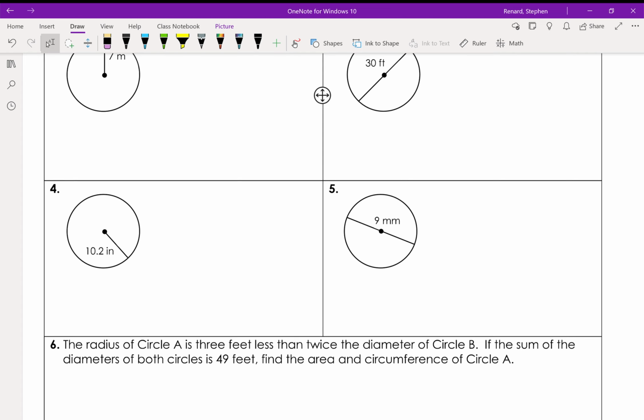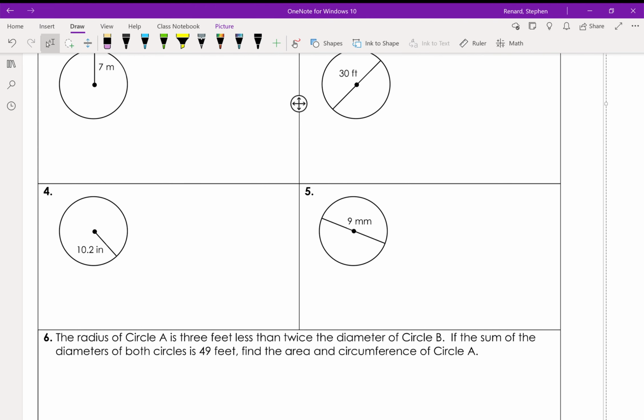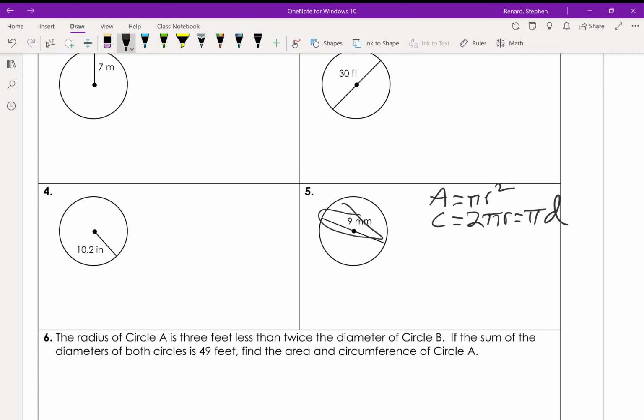This is 10-1. So we're asked to find the area and the circumference of each circle. So we know that area equals pi r squared, and circumference equals 2 pi r, or pi times the diameter. So here on number 5, they give us the diameter. Notice on numbers 2 and 4, they give us the radius. So here, we know my diameter is 9 millimeters, and my radius is then half of that, or 4.5 millimeters.